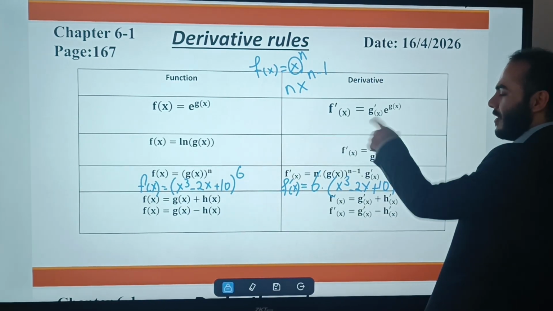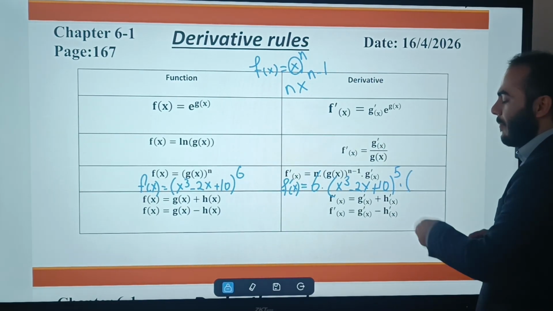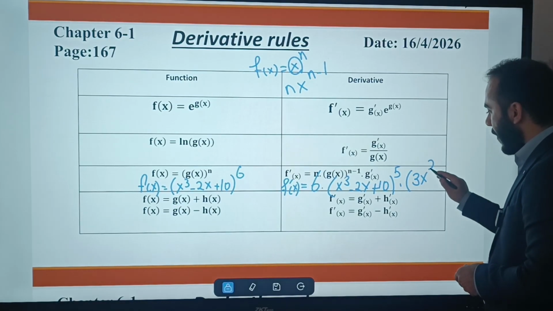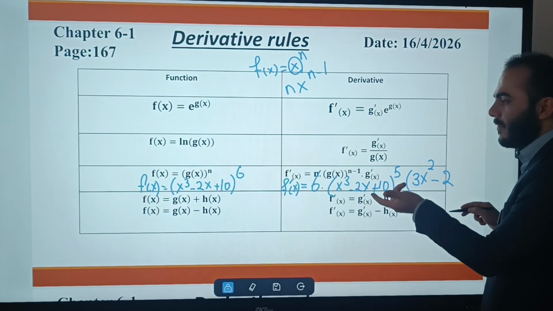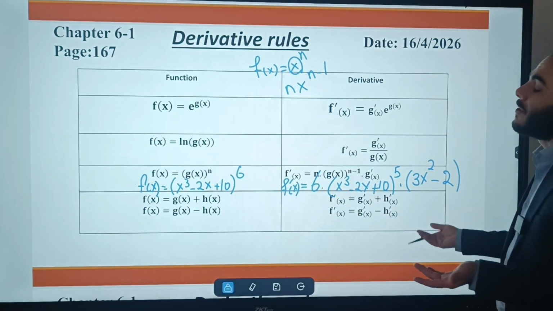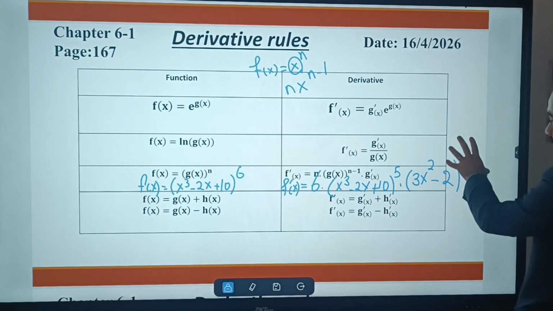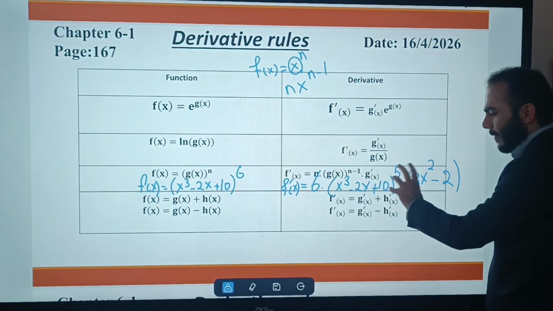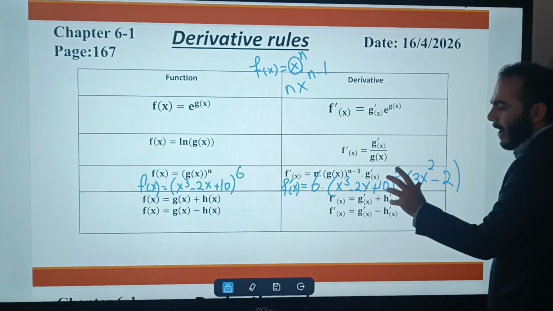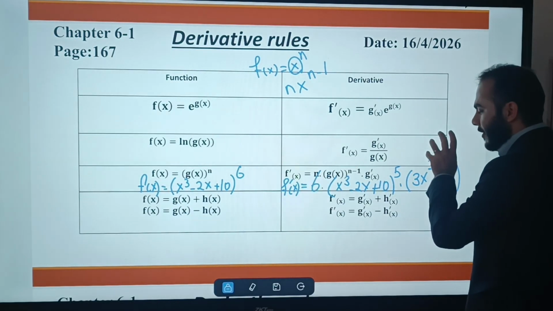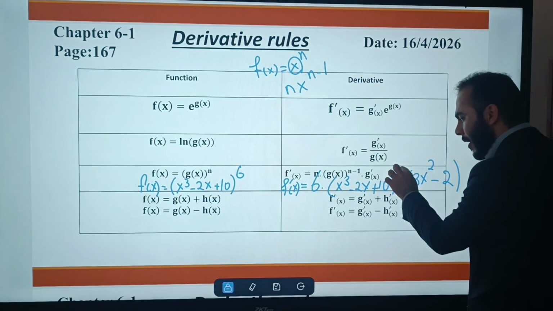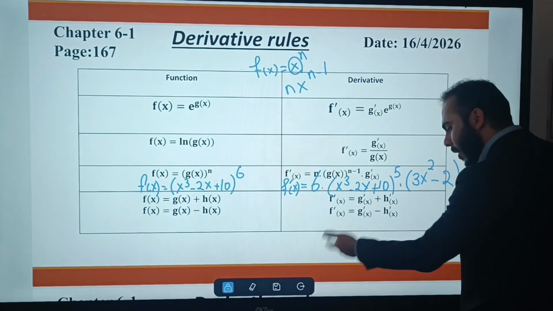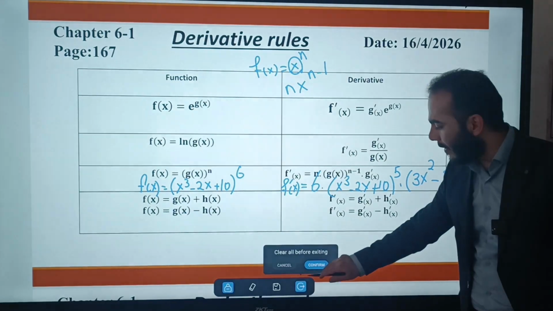Times the derivative of inside. So x powered by 3 becomes 3x powered by 2, minus the derivative of 2x, which is 2. The derivative of 10 is 0, no need to write it. That's it. There is no power over here, so you can just swap the places of these two. It's okay: 6 times the derivative of inside the bracket times the bracket powered by 1 less. We have multiple examples here.